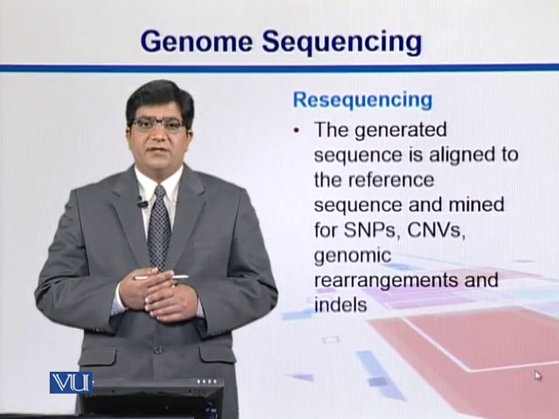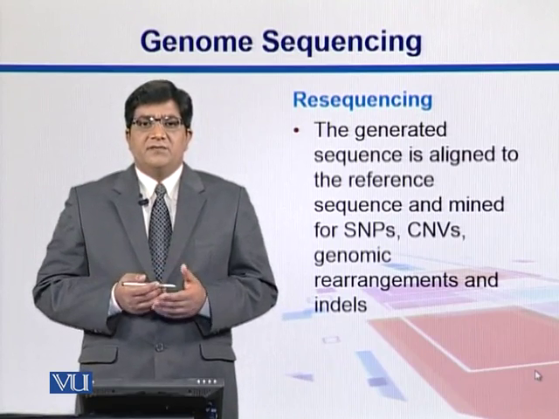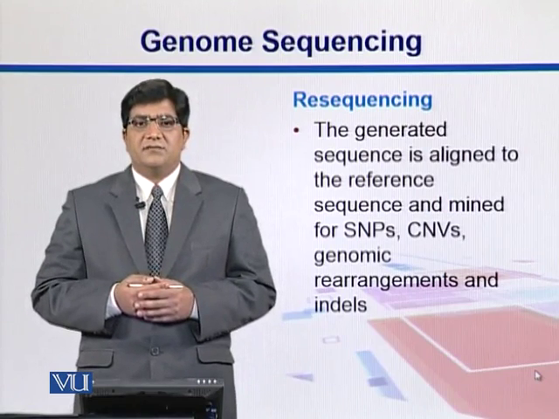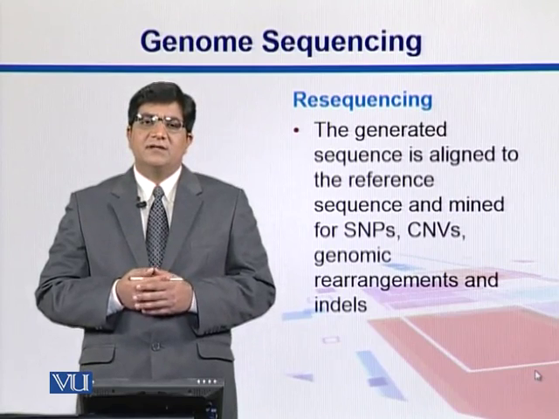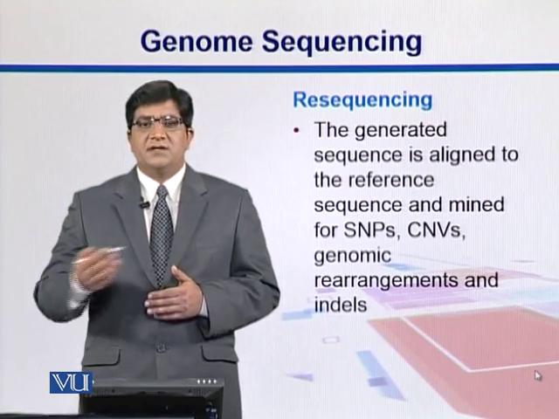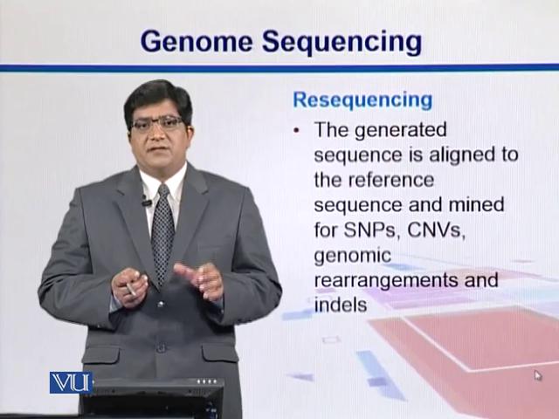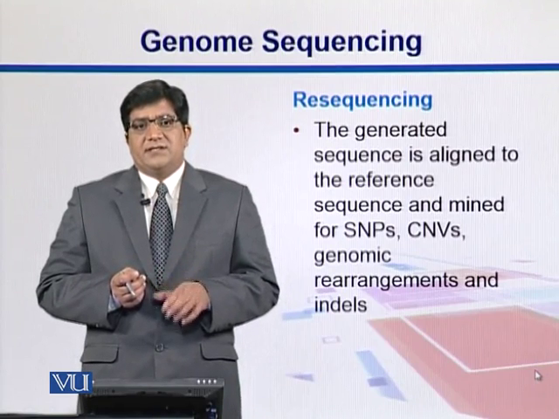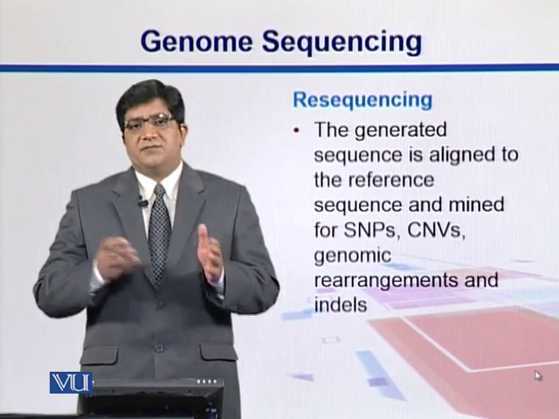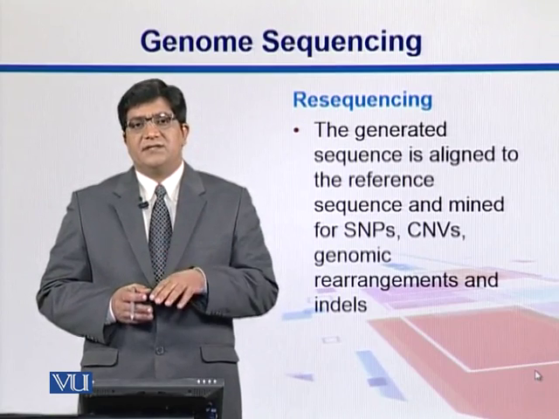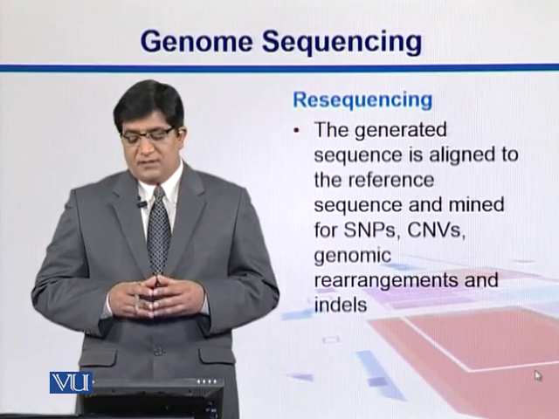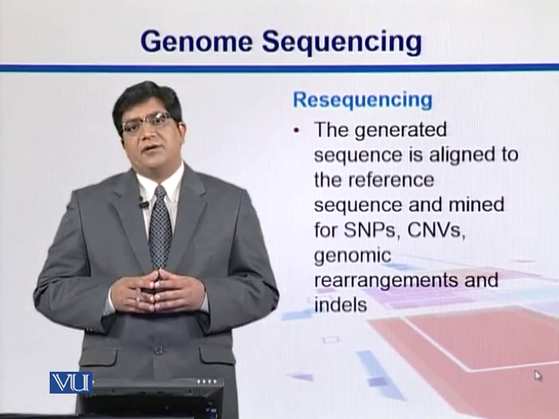For example, we can have CNVs, where we get an idea about copy number variations. We can also look for indels, which are insertions and deletions. If some sequence is present in one assembly, we can say there is an insertion. Wherever it is missing, we can say there is a deletion. Both words put together, we call them indels. Whereas SNPs are single nucleotide polymorphisms.